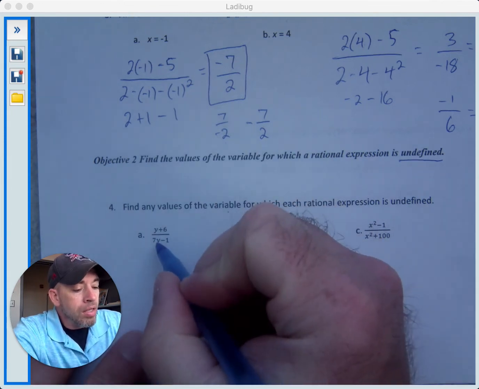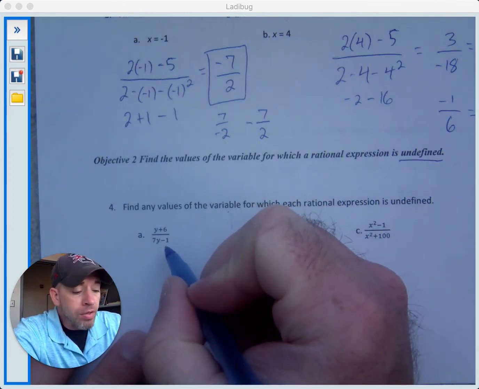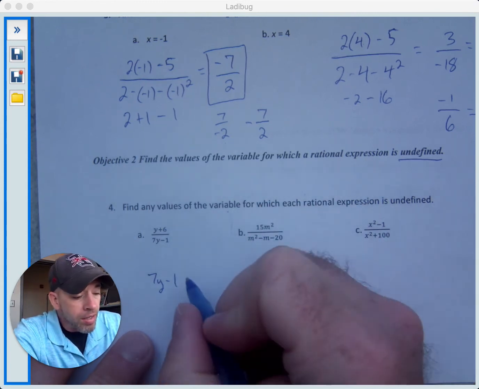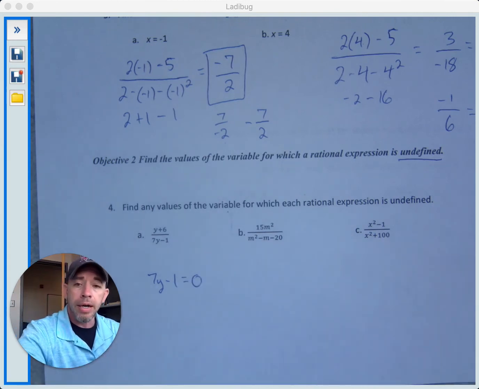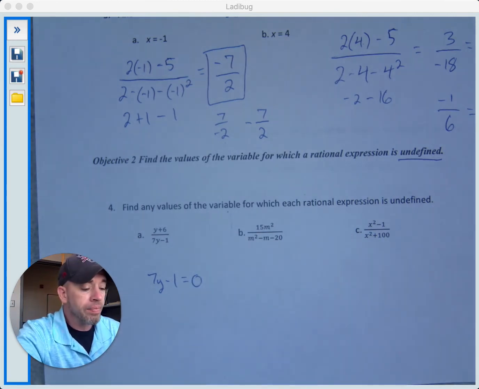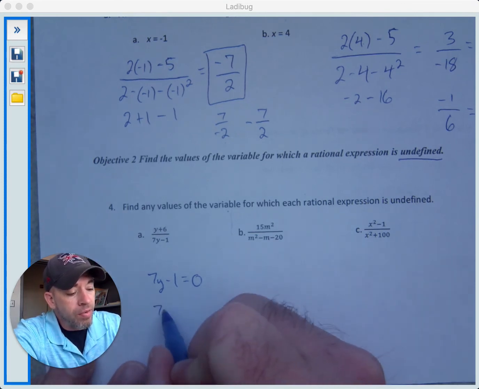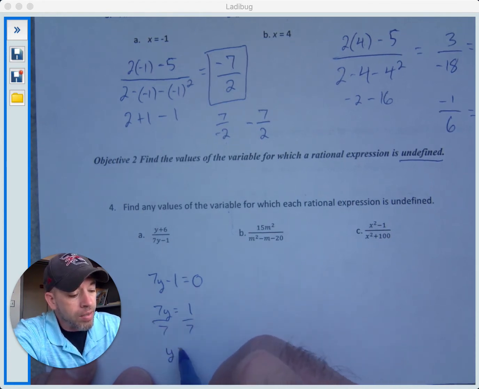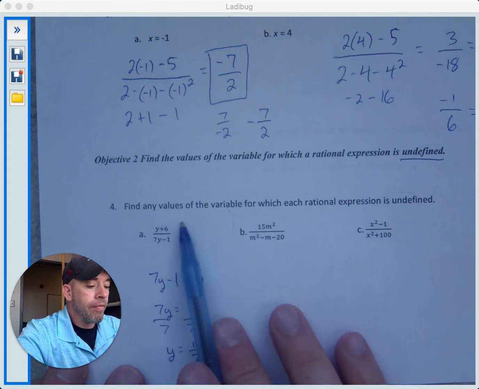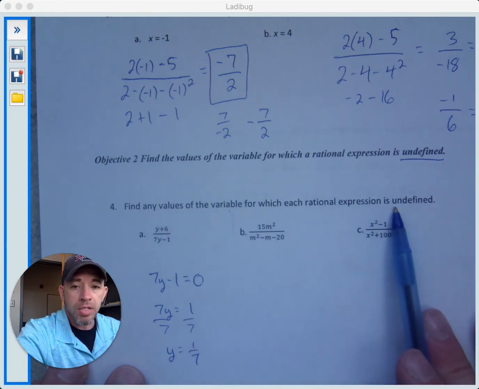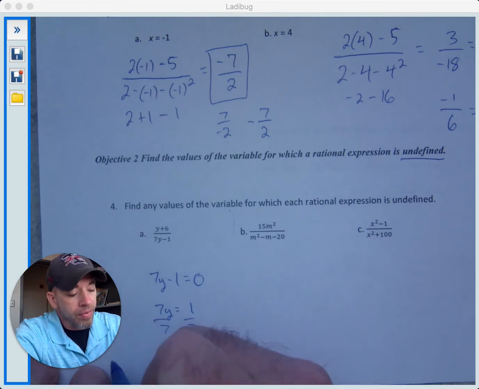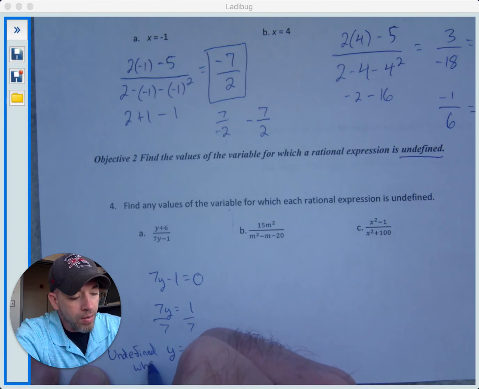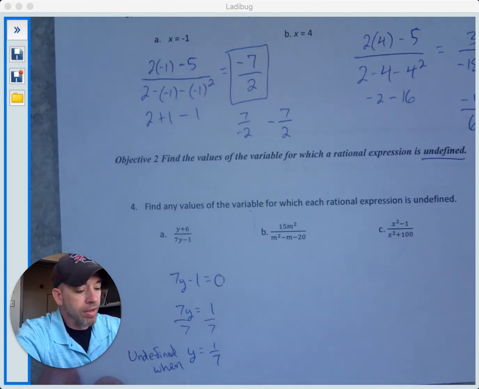So 7y minus 1 cannot be 0. Now the numerator can be 0, but 7y minus 1, which is the denominator, cannot be 0. So let's set it equal to 0 and find out when this expression is undefined. So here we would add the 1, right? So we have 7y equals 1. Then we divide by 7, right? And so y equals 1/7. So find any values of the variable for which the rational expression is undefined. It's undefined when y equals 1/7. All right.